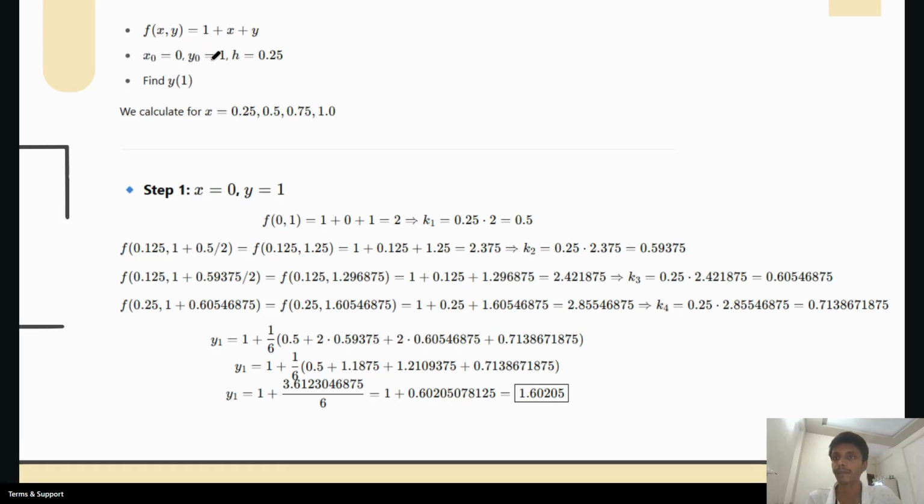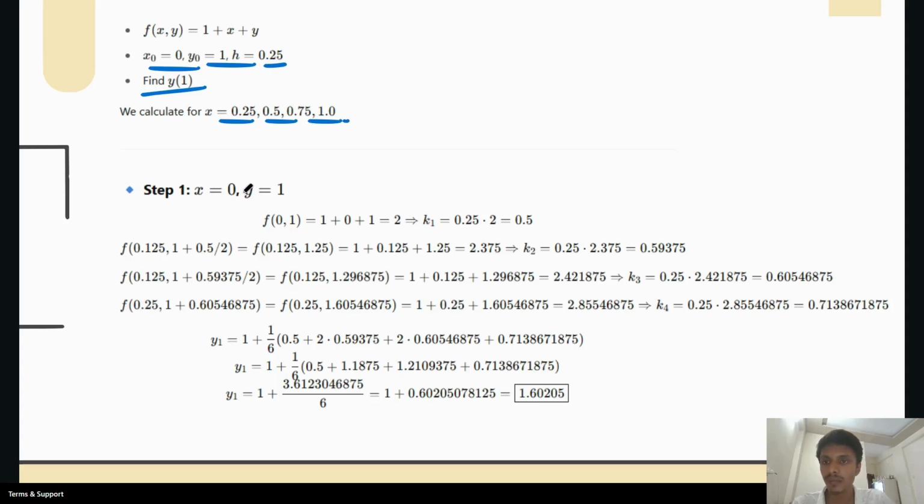We have defined f of x, y equals 1 plus x plus y, with y0 equal to 1, and h equal to 0.25. We have to find y1. We calculate for x equal to 0.25, 0.5, 0.75, 1.0.